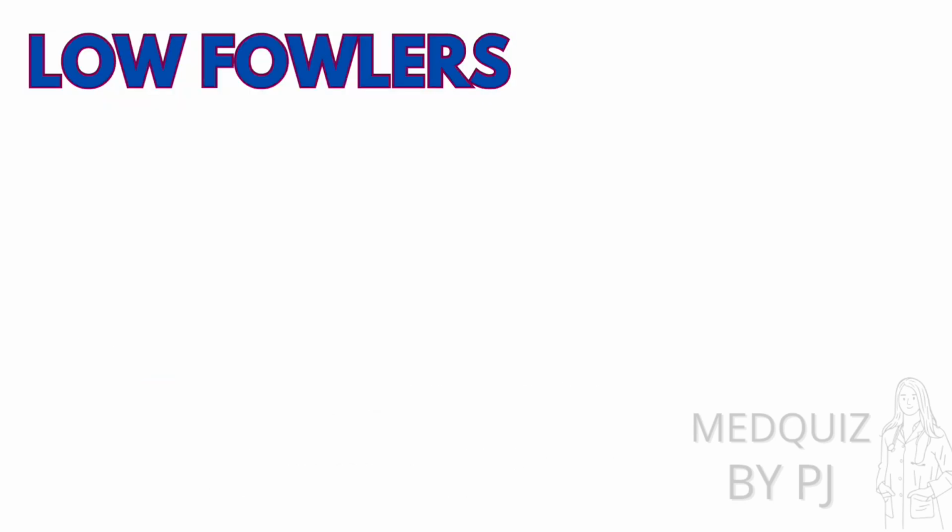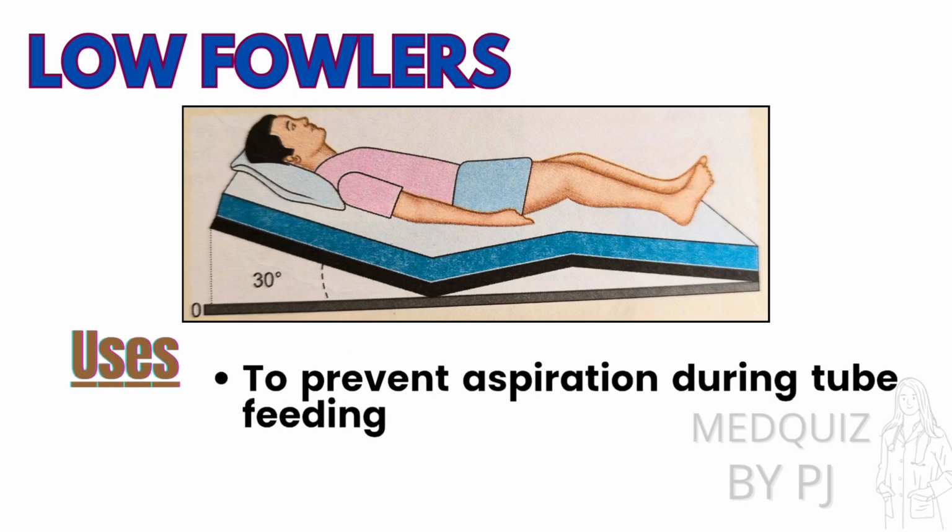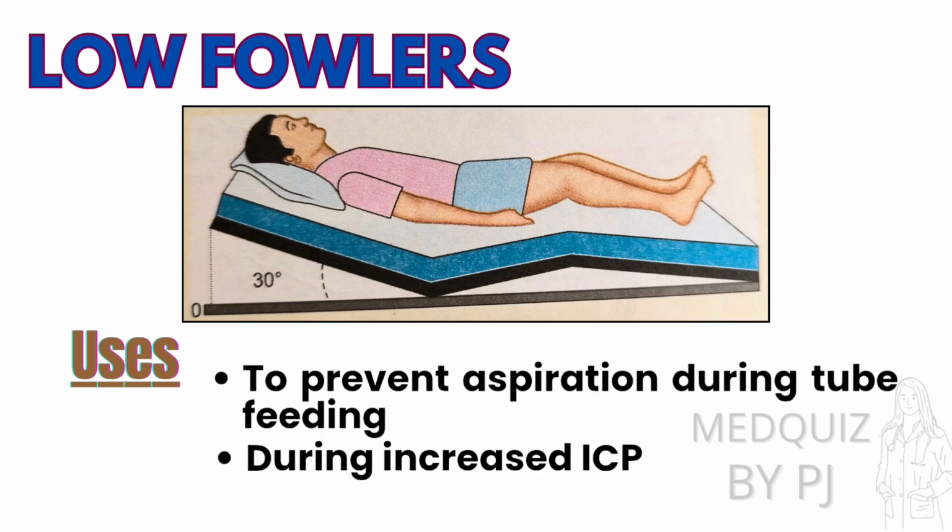Low Fowler's position. In this, the head of the bed is elevated at 30 degrees with flexion at the level of waist. Uses. To prevent aspiration during tube feeding. During increased ICP.